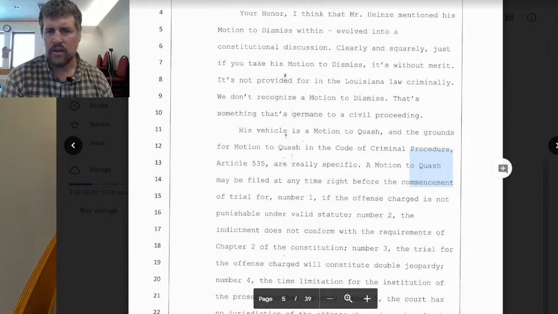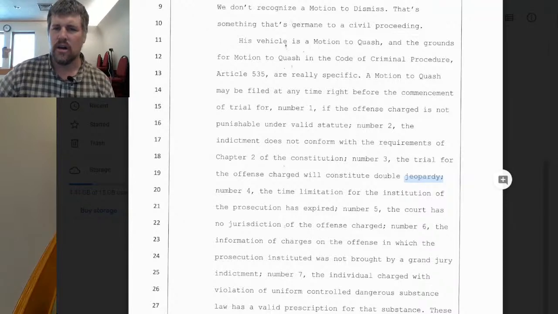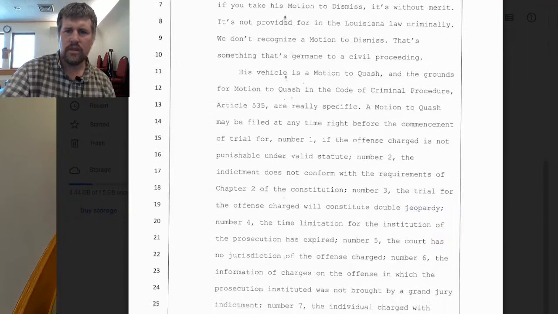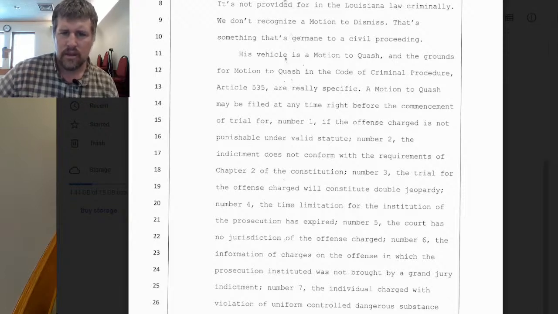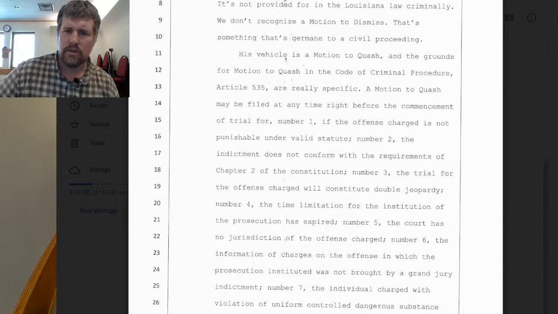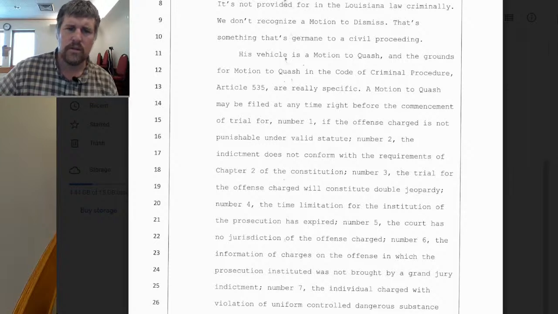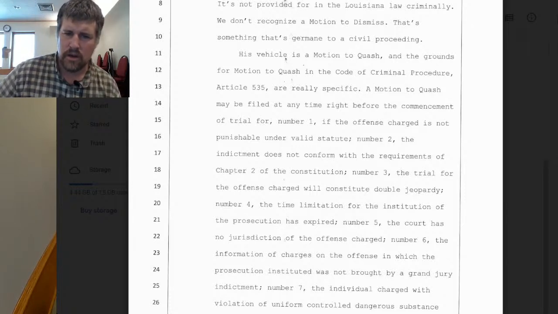Clearly and squarely, if you take his motion to dismiss, it's without merit. It's not provided for in the Louisiana law criminally. We don't recognize a motion to dismiss. That's something that's germane to a civil proceeding. His vehicle is a motion to quash, and the grounds for a motion to quash in the code, Article 535, are specific. A motion to quash may be filed at any time before the commencement of trial.